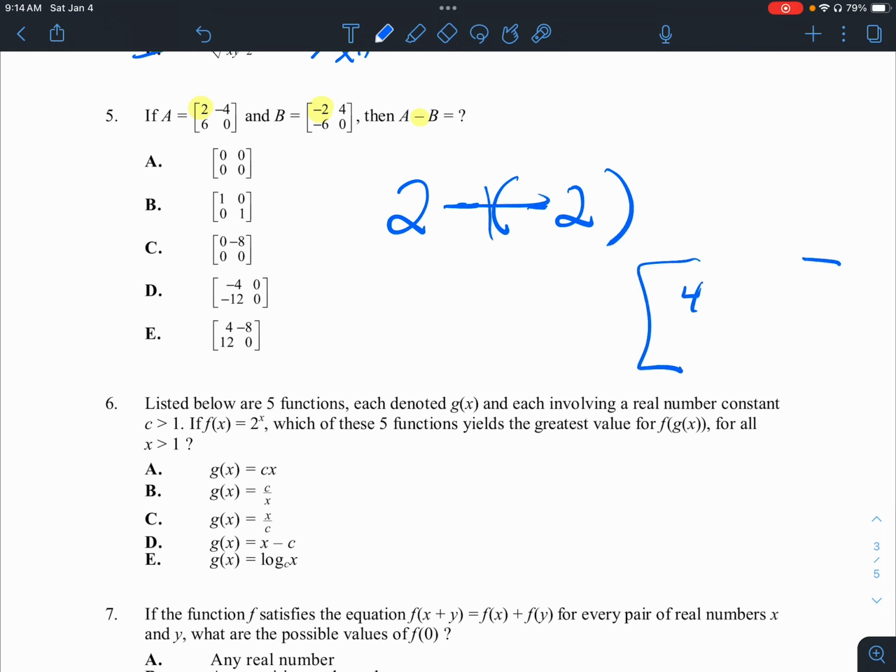I'd want a 4 in that upper left. Okay, that's going to give me a 4 here. You could actually do any cell. It doesn't have to be the upper lefts, but if I did the upper left, that's all I needed to do to tell that the answer to this would definitely be E.